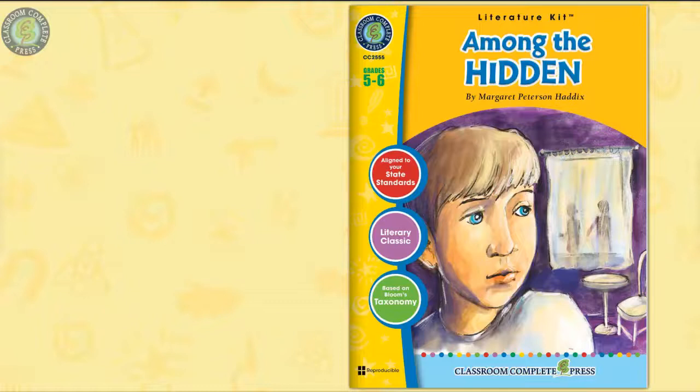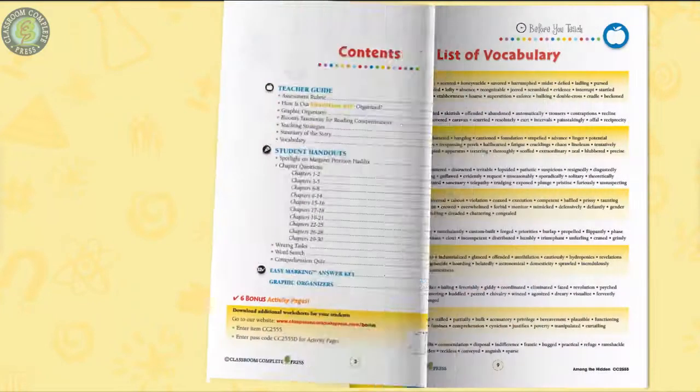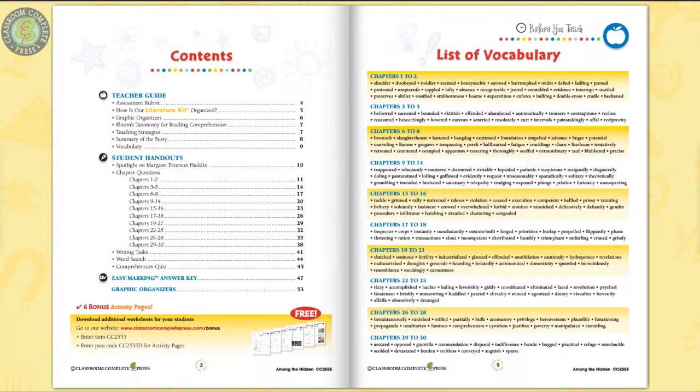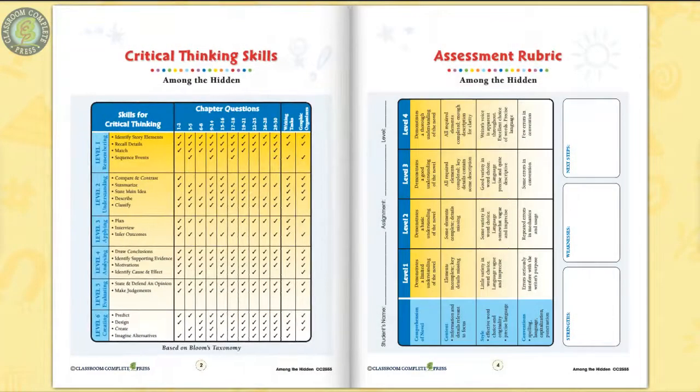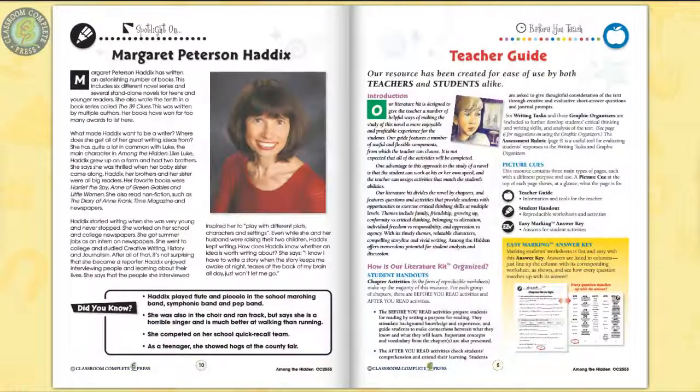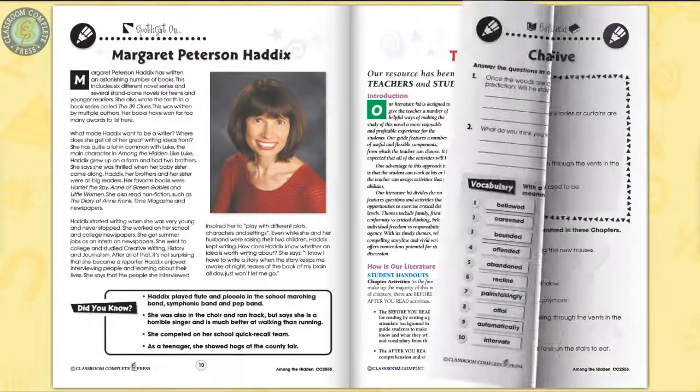This literature kit on Among the Hidden by Margaret Peterson Haddix aligns perfectly with the novel and is a great source to gauge what students are comprehending. 55 pages chock full of a variety of scaffolding strategies incorporated in our Before You Read worksheets for each chapter section, along with vocabulary prompts to prepare your students for the reading, with rubrics, teacher guide, and author biography.